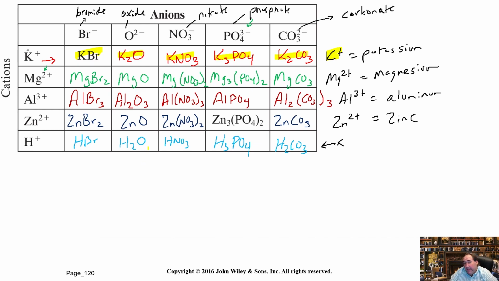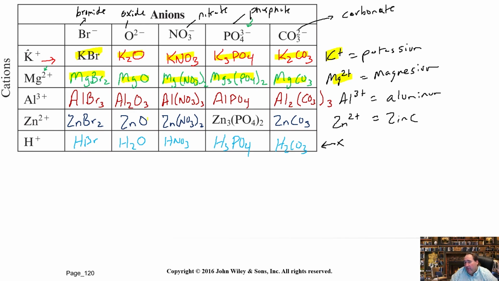Again, no Roman numeral needed. So whole name of the metal and basically whole name of the anion as well. Either the IDE or the polyatomic ion's whole name. All right, through the next ones here. It's again Mg2 plus, type 1 metal, which means magnesium. So we got magnesium bromide, magnesium oxide, magnesium nitrate, magnesium phosphate, and magnesium carbonate.